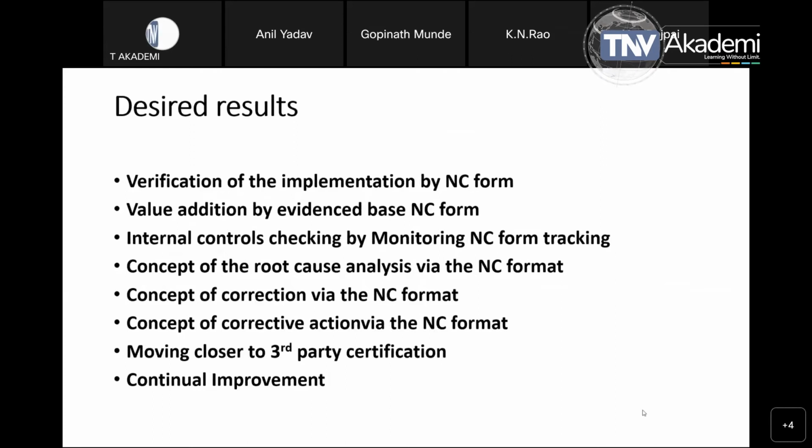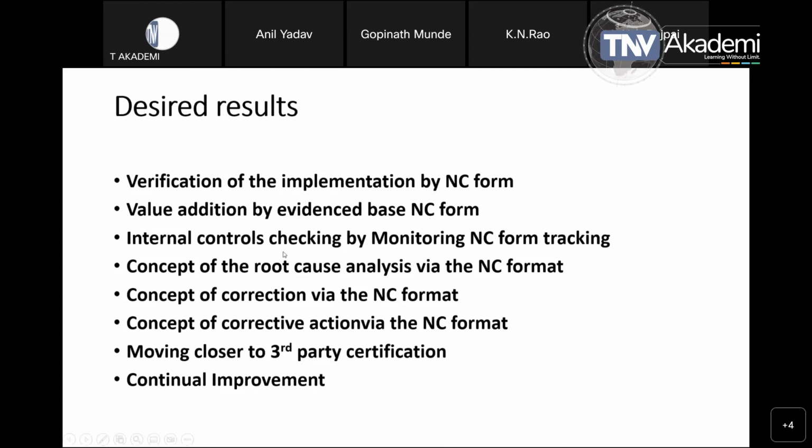Then what are the desired results of this NC form? Verification of the implementation. A well-filled NC form will give an indication to the organizational top management that yes, this is the verification of implementation. Our internal auditor teams are operational and they are indicating that implementation is being verified. Value addition by the NC form. I have discussed it earlier and I always believe that NC is the only thing in the ISO community systems available which can bring about value additions.